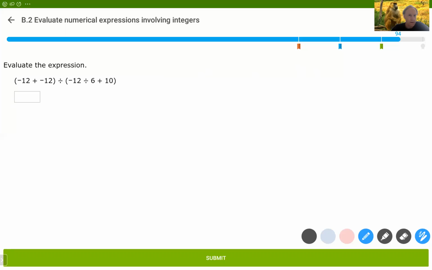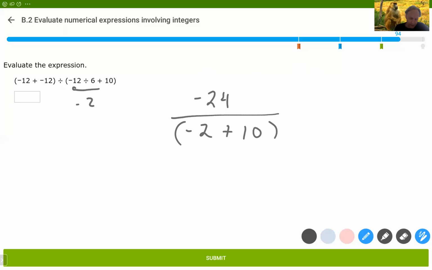Oh, a nice one. -12 plus -12 is -24. We've got a division. I'm going to write it like this. I've got -12 divided by 6, which is -2 plus 10 in my denominator. This is still inside parentheses. That's the -2 part that I was talking about. This is the -24 part that I have right over here. And that is -24 over 8, which is -3. And we're done.